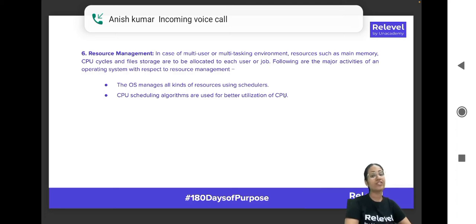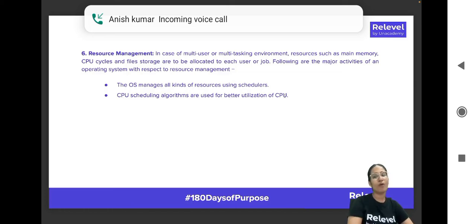Next, what we have is resource management. If you have a multitasking environment, there are resources such as main memory, CPU cycles, and file storage that are required by multiple processes at a time. These are resources which are required by multiple processes, because we are providing a multitasking environment where multiple tasks can happen simultaneously.